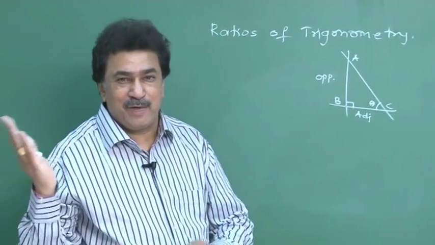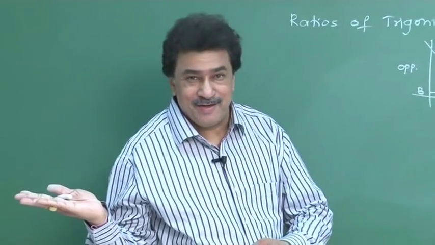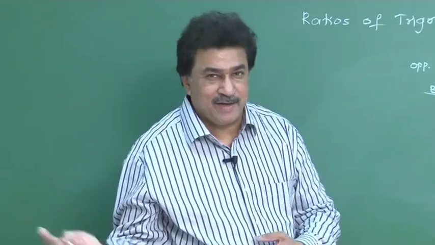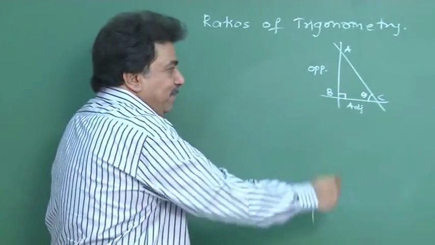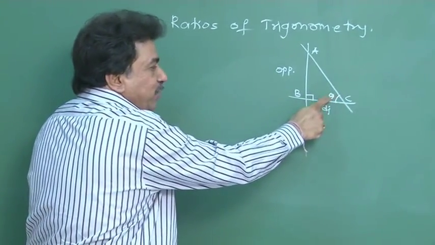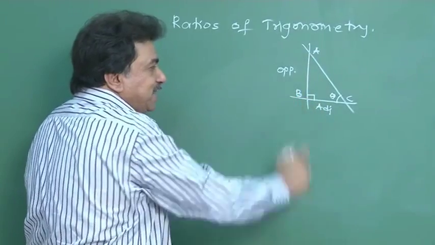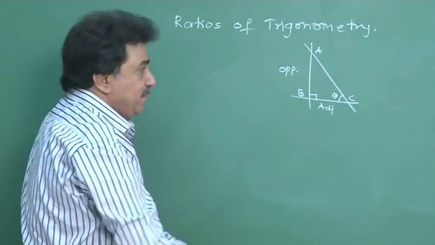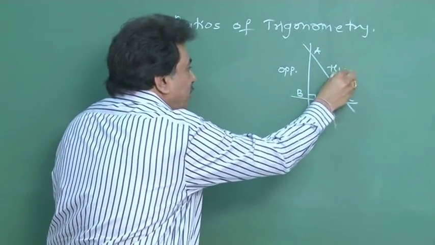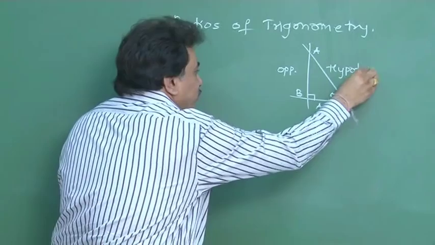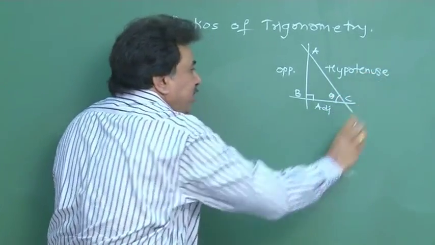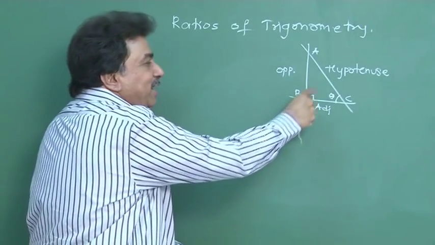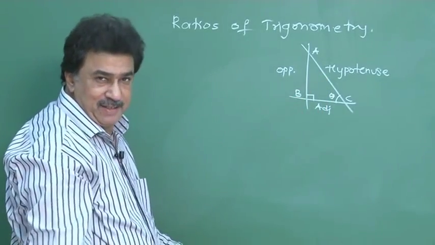But obviously, I am facing you, you are opposite to me. But this hand of mine right now is what? Adjacent to me. Yes. So you are opposite to me and this hand becomes adjacent. Same thing happens over here. Angle C, that's theta. AB becomes the opposite side and BC becomes the adjacent side. What about AC? It is nothing but the hypotenuse, or in short we say hypo. That's opposite to what angle? B. That is 90 degrees.